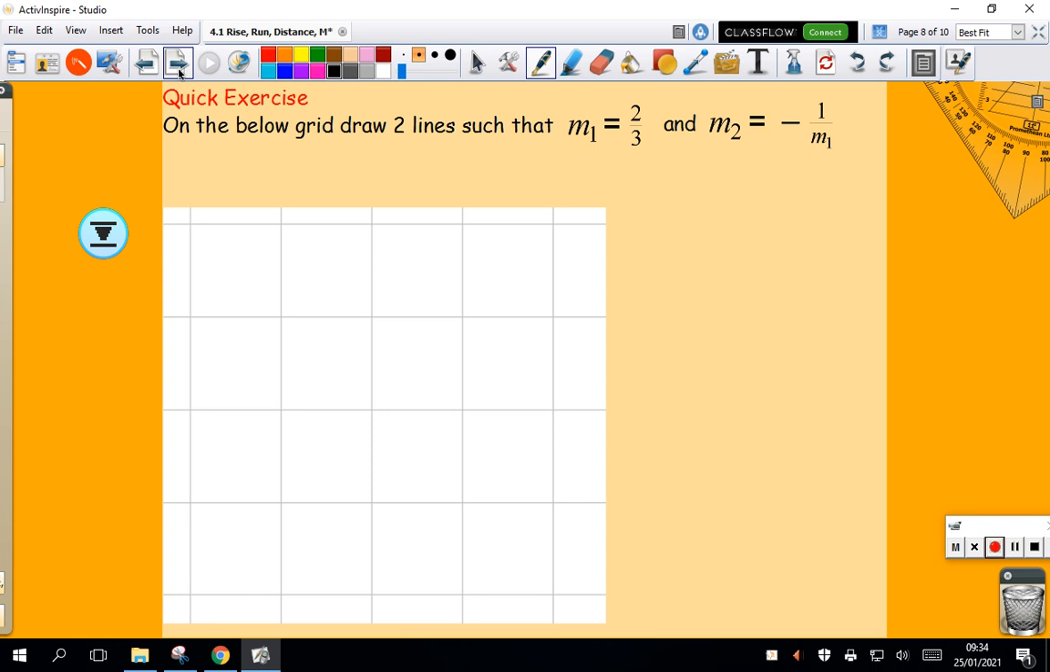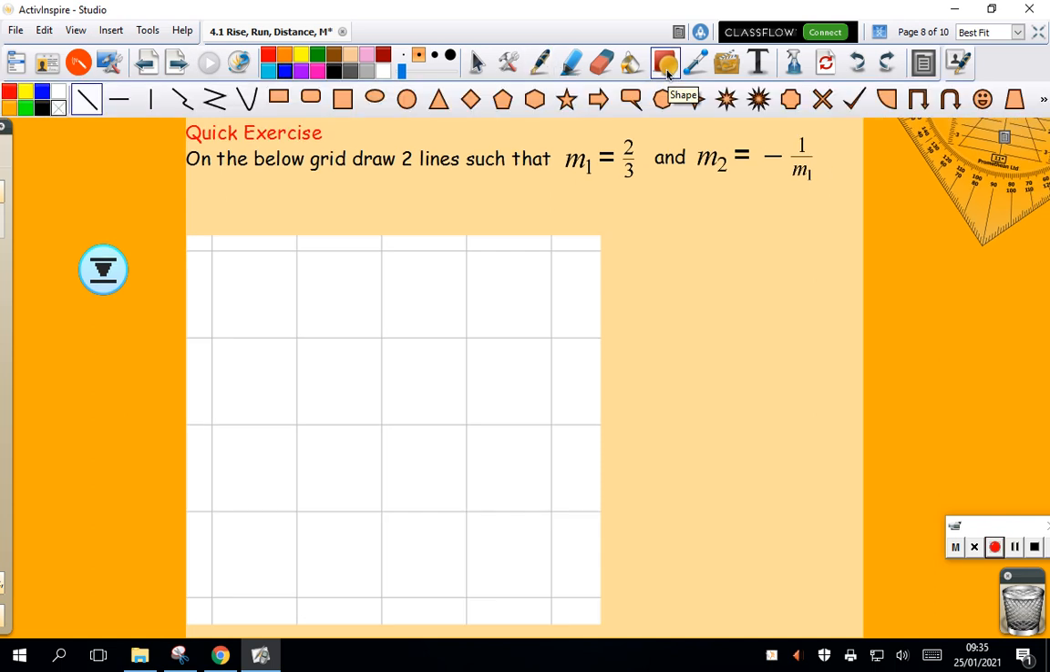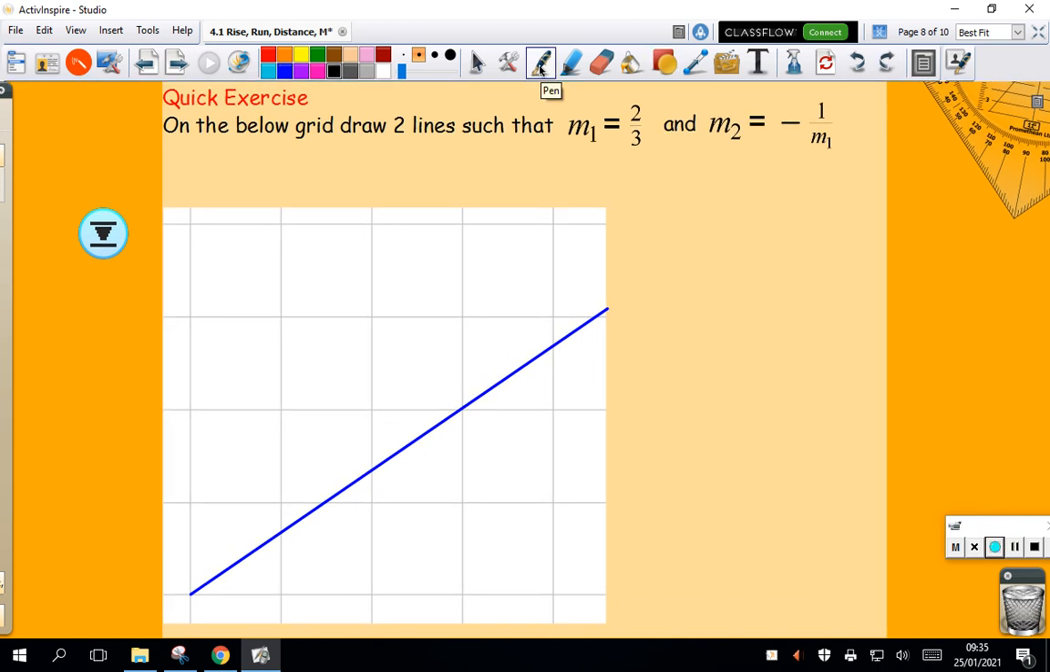Second quick exercise, I want to draw two lines. One such that its slope is 2/3, just like before. So I'll start with that. Slope of 2/3, pick my starting point down here maybe. Slope of 2/3 means run 3, 1, 2, 3, and rise 2, 1, 2. So there's my line. I'm going to just extend it to the end of the grid. And that line is running on forever and ever.